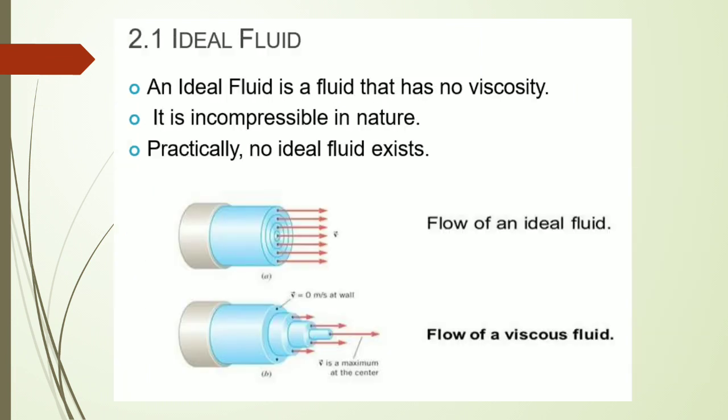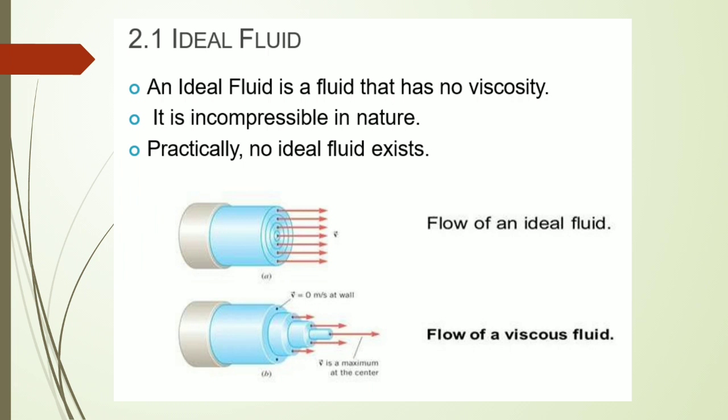Then what is an ideal fluid? An ideal fluid is a fluid that has no viscosity. As we have seen in the Carnot cycle, for example, it is a 100% efficiency engine. If it is 100% efficient, there are no such engines; 100% efficiency does not exist. Like that, an ideal fluid is one in which there is no viscosity.